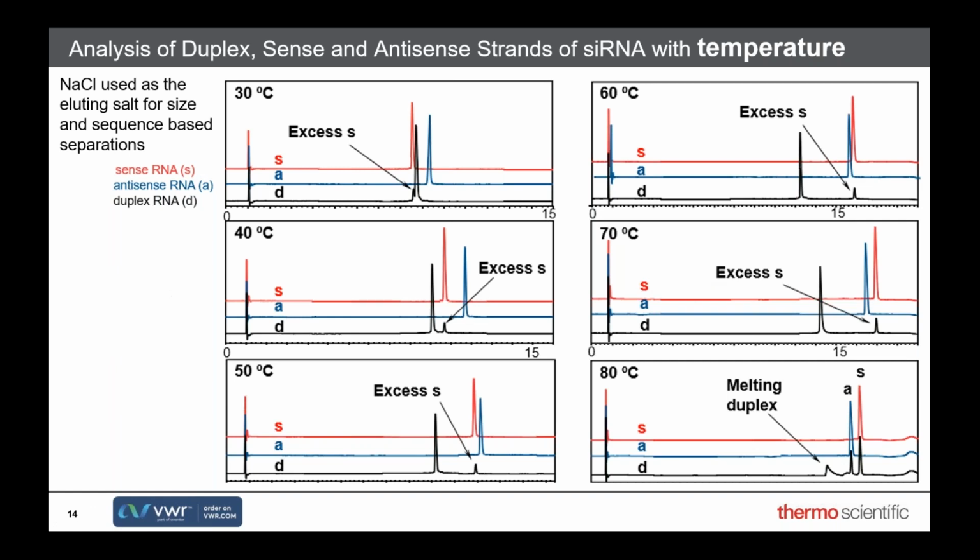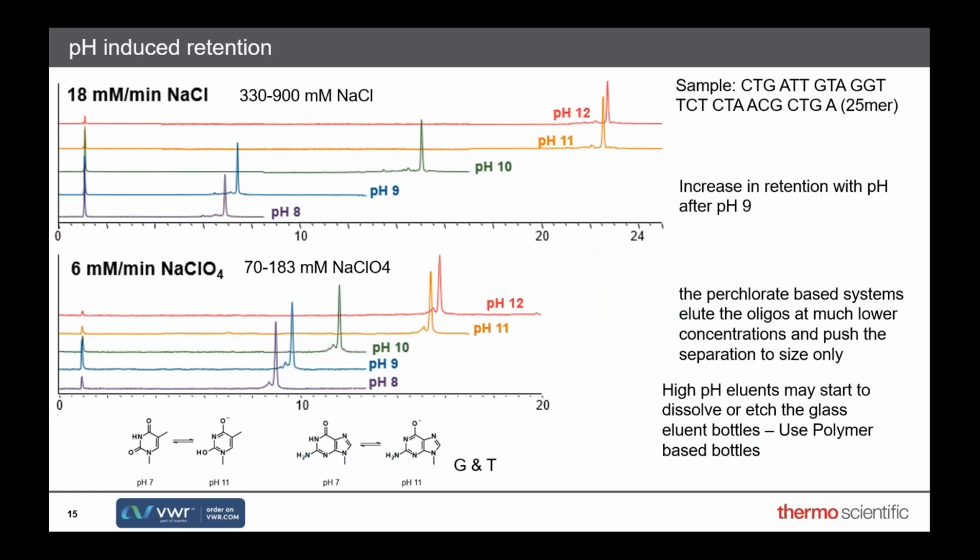The thing we're using here is sodium chloride in the eluent as well. That's to get the best separation and to allow the separation of the same length strands. And you can get a decent separation here.